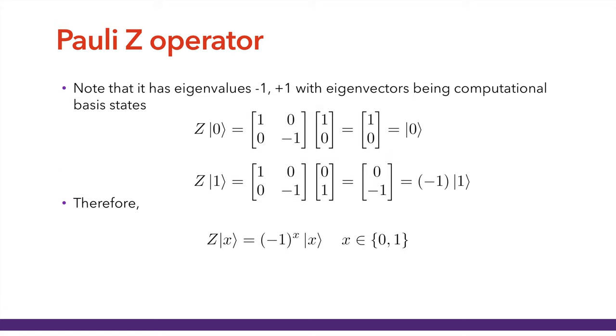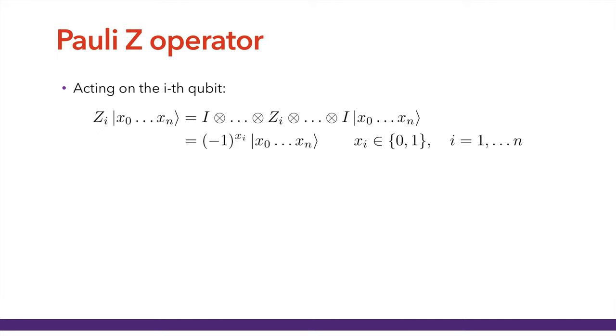More concisely, we can write it out in this way. The action of Z on |x⟩ is (-1)^x |x⟩, for x in zero and one. Now, if it's acting on the ith qubit, what Z_i means, and we will use this notation going forward, is Z on the ith qubit, tensor product with identity on all other qubits. And what this does, the identity goes through and does nothing, whereas Z_i adds a factor of (-1)^(x_i).